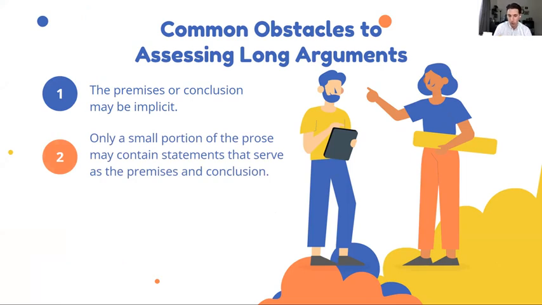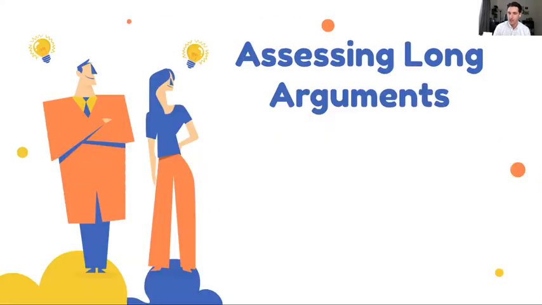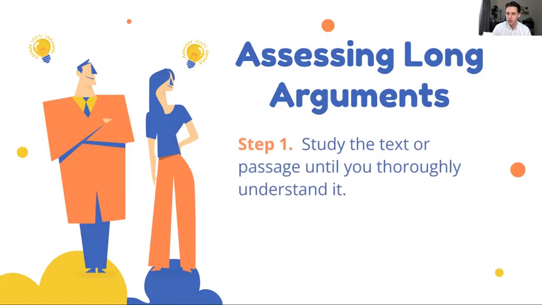And sometimes only a small portion of the prose contains statements that serve as the premise or premises and the conclusion. So many longer works purporting to be filled with arguments contain very few arguments or none at all. So we have to be careful in such cases, right? So a couple of steps: study the text or passage until we thoroughly understand it. Sometimes that means more than once. There's nothing wrong with rereading a text or passage until we get it. And sometimes that's the author's fault, right? They could have made their arguments clearer, but we've got to work with what we're given, right?